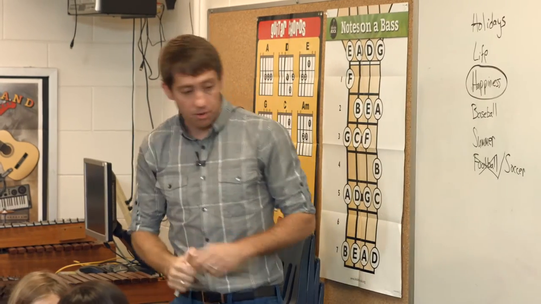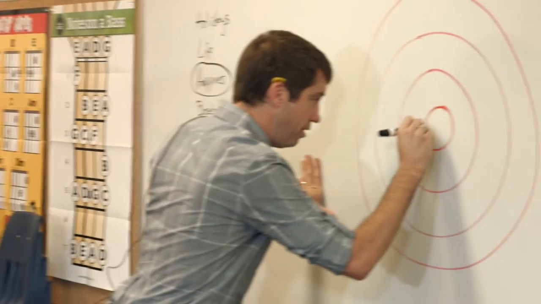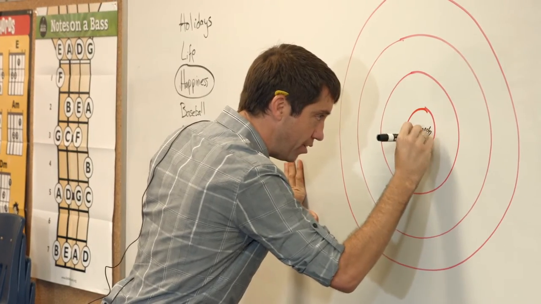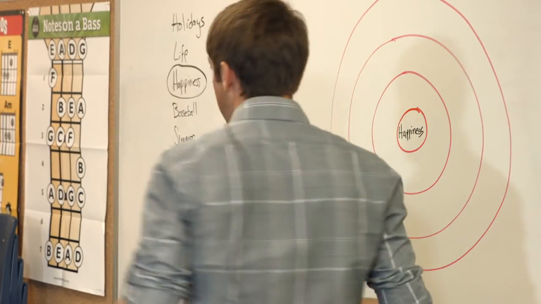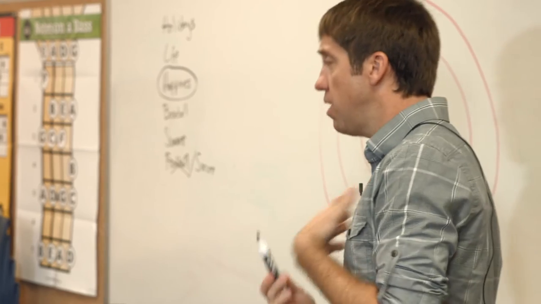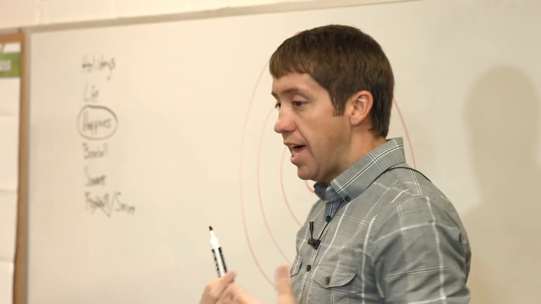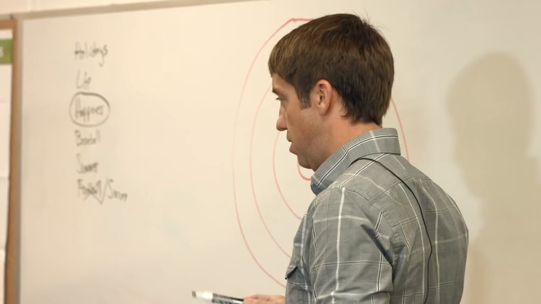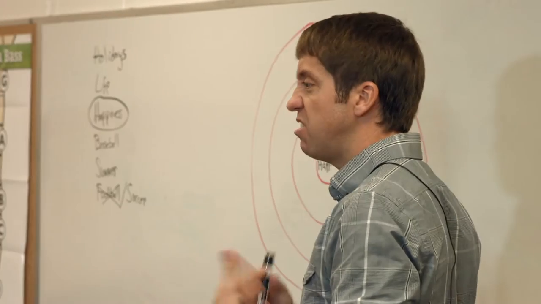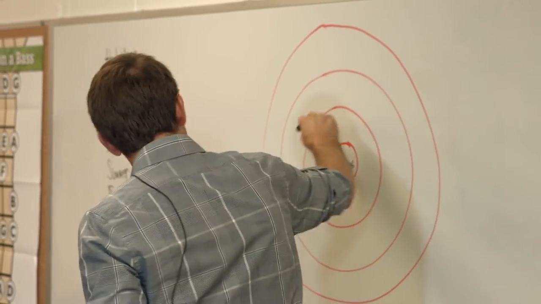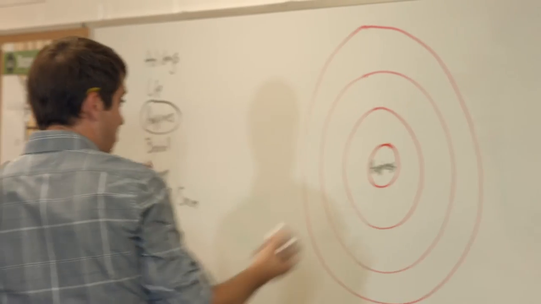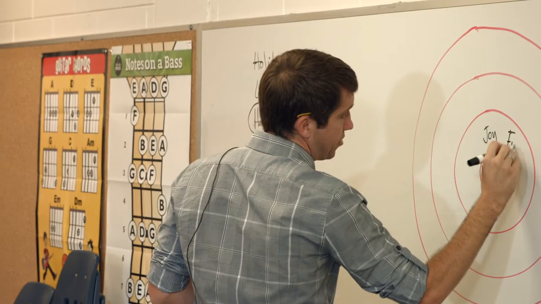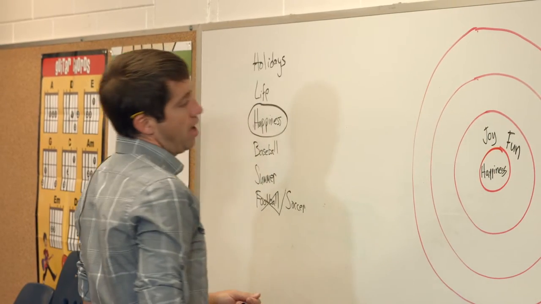So here's what I'm going to do. I'm going to write that really small in here because I wrote a small circle. Happiness. And so what I want to do next is think about things that I think about when I think about the word happiness. So let me do it first, just to give you an idea of what's going on. So I'm going to take this next circle. Let's see, happiness, joy, things that are fun.